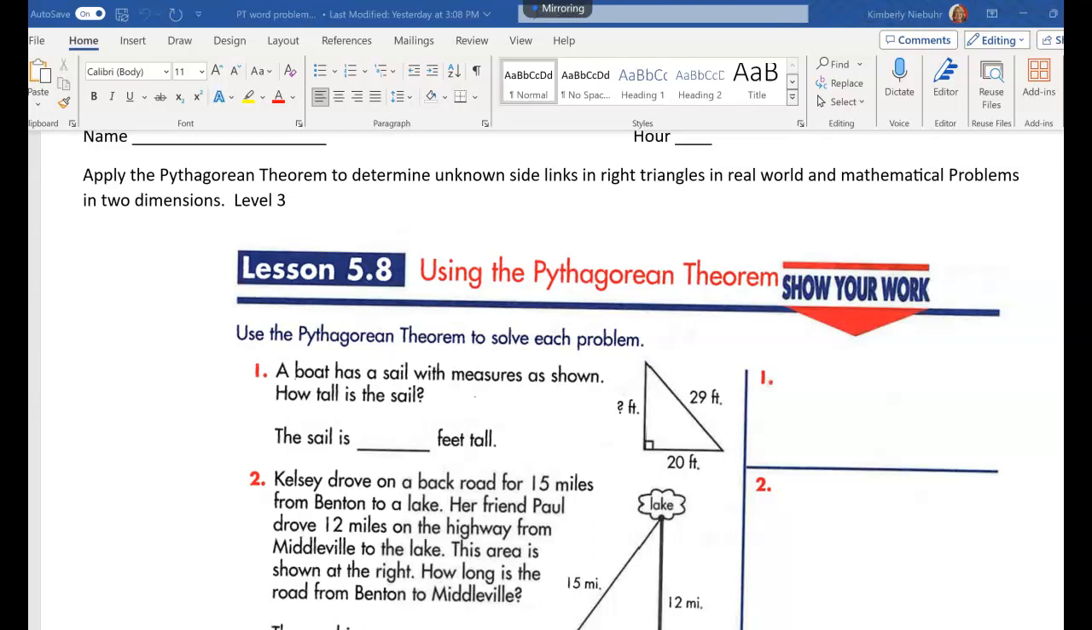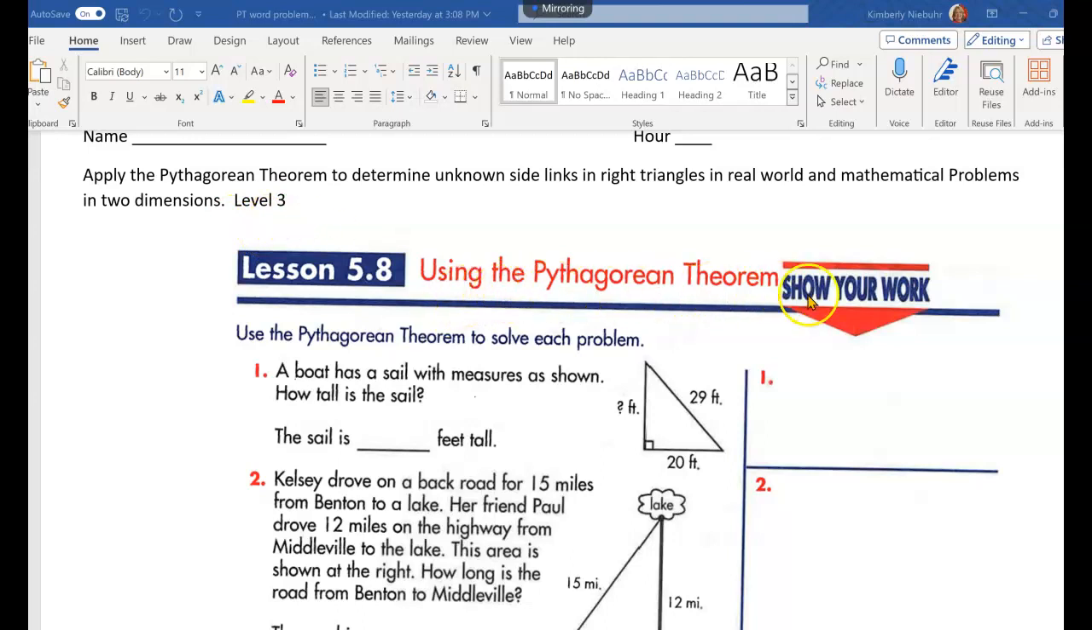All right, so this is going to be SRG tracking. On the back, when you've completed these problems, you'll know if you've completed them right or wrong and how much help you've gotten from Miss Niebuhr. So hopefully we all hit the target, which is apply the Pythagorean theorem to determine unknown side lengths in right triangles in real world and mathematical problems. In 2 dimensions, this is level 3.